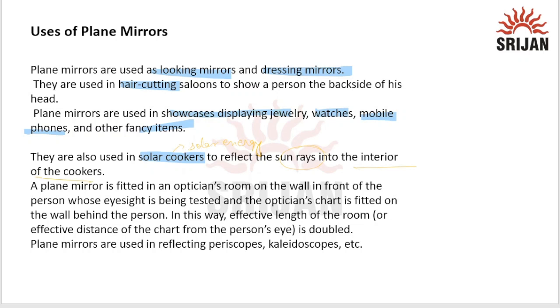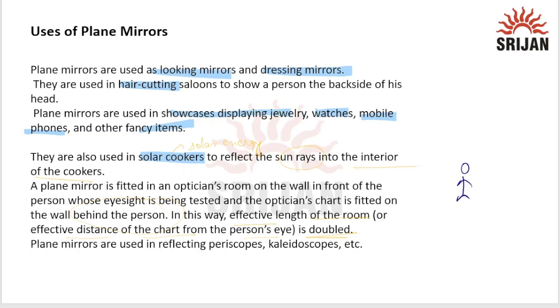A plane mirror is fitted in the optician's room on the wall in front of the person whose eyesight is being tested, and optician chart is fitted on the wall behind the person. In this way, the effective length of the room or effective distance of the chart from the person's eye is doubled. Let me show you this with the help of an example.